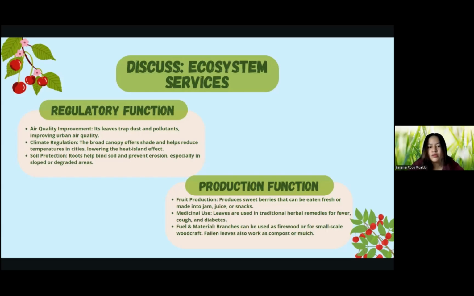And the last function is production function. For fruit production, the sweet berries can be eaten fresh or made into jam, juice, or snacks. For medical use, leaves are used in traditional herbal remedies for fever, cold, and diabetes. For fuel and material, branches can be used for firewood or for small-scale woodcraft. Fallen leaves also work as compost or mulch.